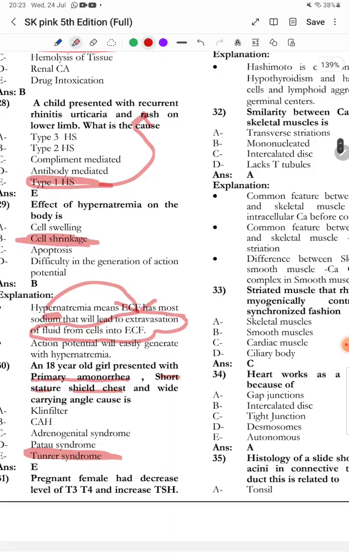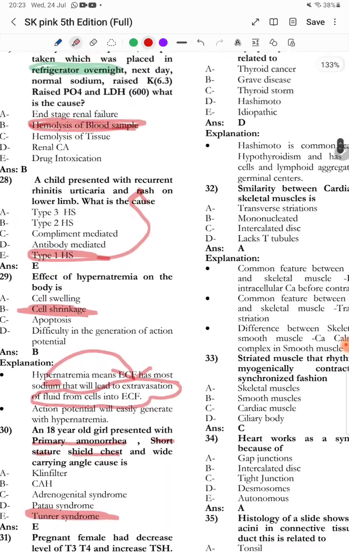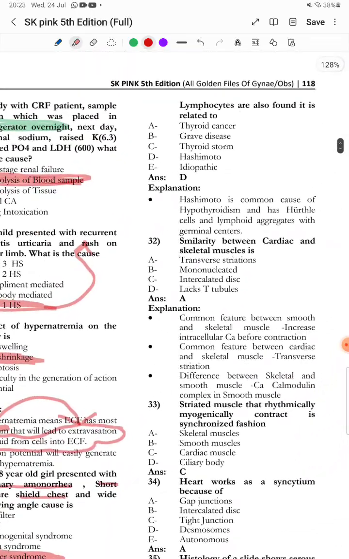Pregnant female had decreased levels of T3 and T4 and increased TSH. Lymphocytes are also found. It is related to Hashimoto's thyroiditis. Hashimoto is the common cause of hypothyroidism, and it has healthy cells and lymphoid aggregations with germinal centers in it.